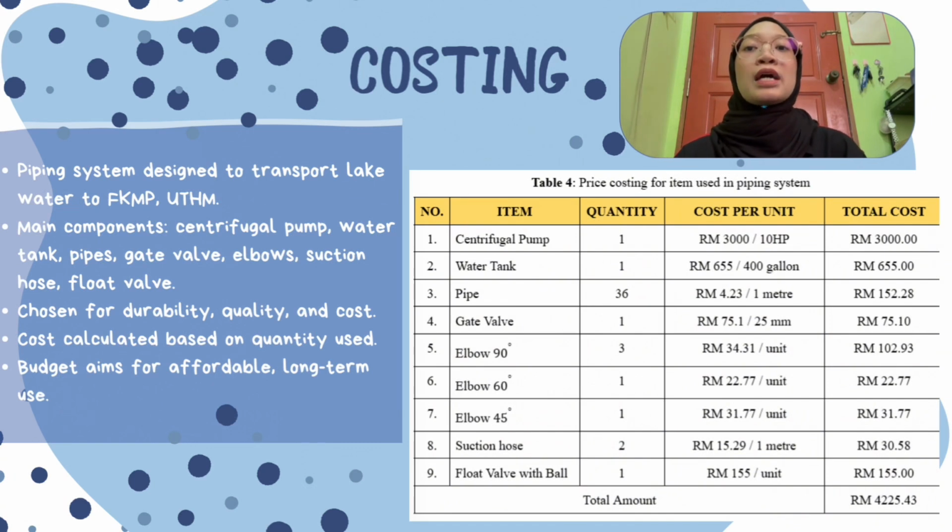And also the suction hose, we need 2 based on the length we use. Per meter, it costs 50 ringgit 29 cent. The total is 30 ringgit 58 cent. Last but not least is the float valve with a ball, which is used in the water tank. Per unit it is 155 ringgit, and the total costing price is 4,225 ringgit 43 cent. So this cost is really affordable for the piping system.